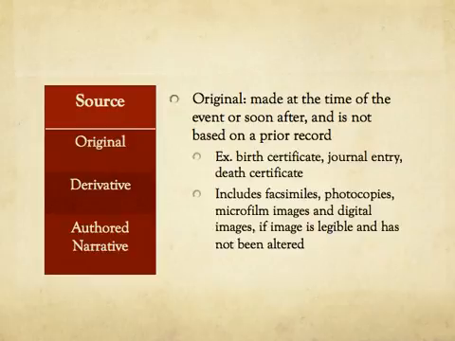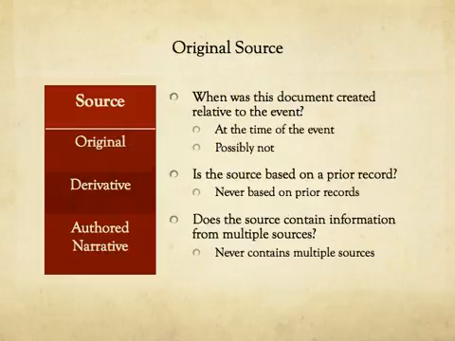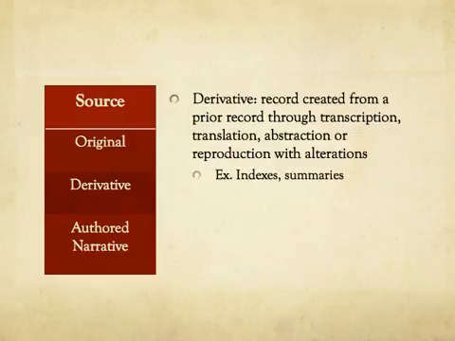Original records can be facsimiles, photocopies, microfilm images, and digital images, as long as the image is legible and it has not been altered. So, to answer our 3 questions, an original record was made at or near the time of the event, but it is possible that it was written after the event, like a journal entry. But they are never based on any other record and do not contain information from multiple sources.